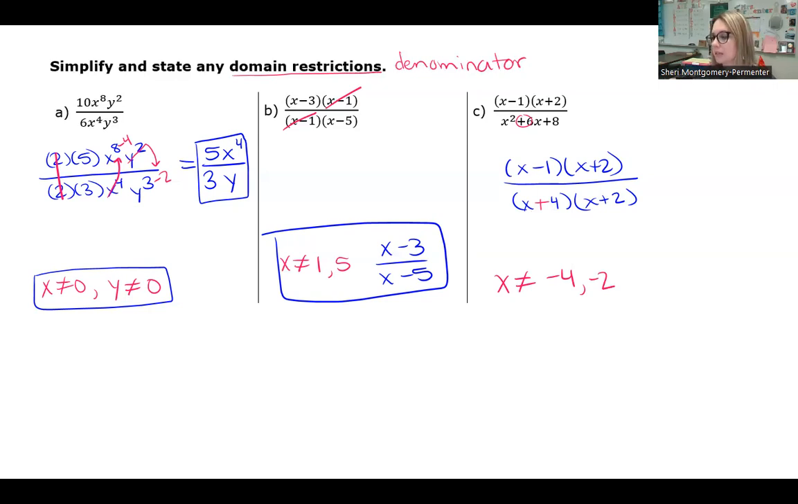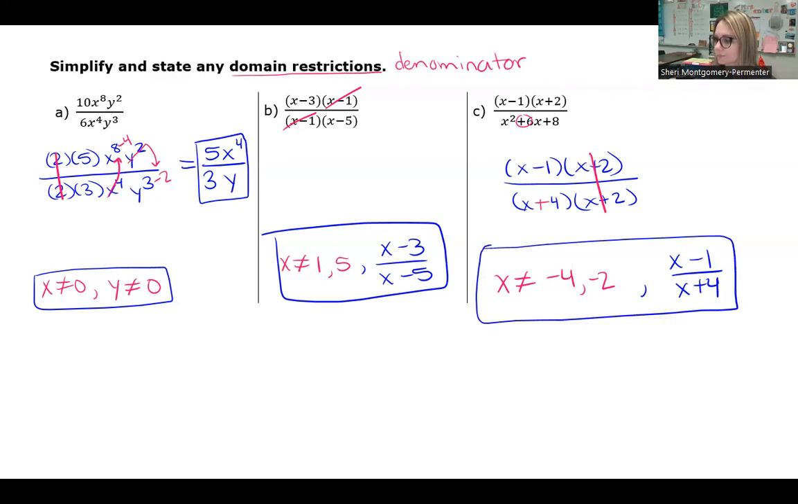Do I have any common factors? It looks like I have x plus 2 and x plus 2. That's going to reduce to just 1. So I can write down what I have left. I don't care if you put parentheses around them or not. When you only have one factor, you don't have to. But if you have multiple factors, you definitely do.